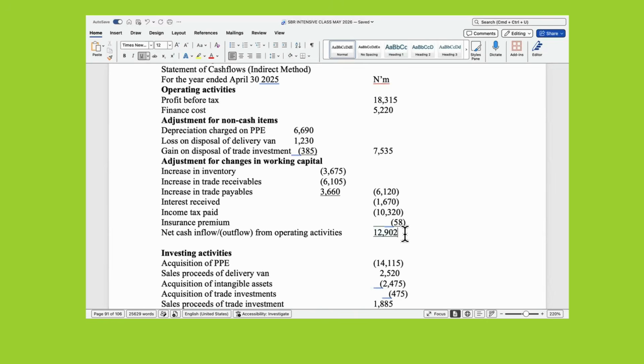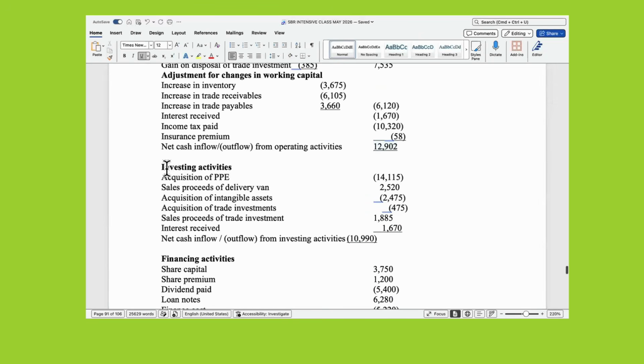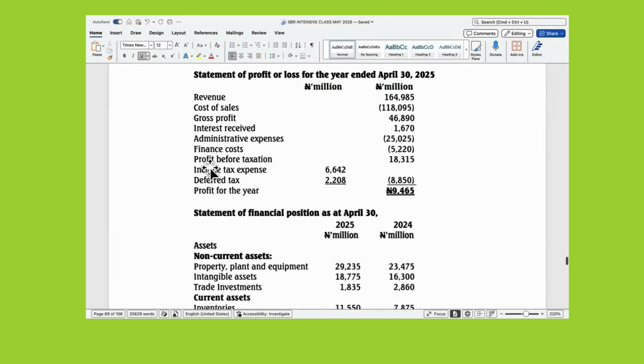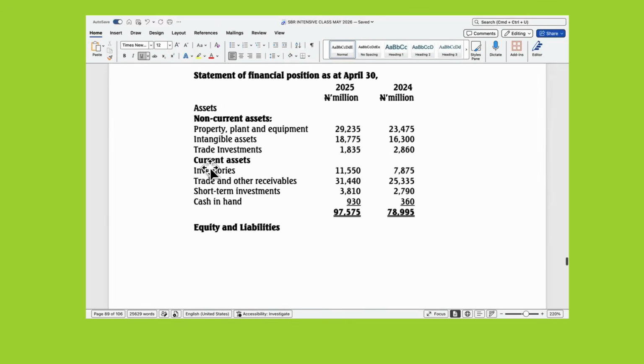You need to be systematic about these things. Otherwise, you just be here and there. You need to have an approach. You will get 100% in cash flow. Then investing activities. Items here, you just go to your statement of financial position systematically also. It is basically your asset part.